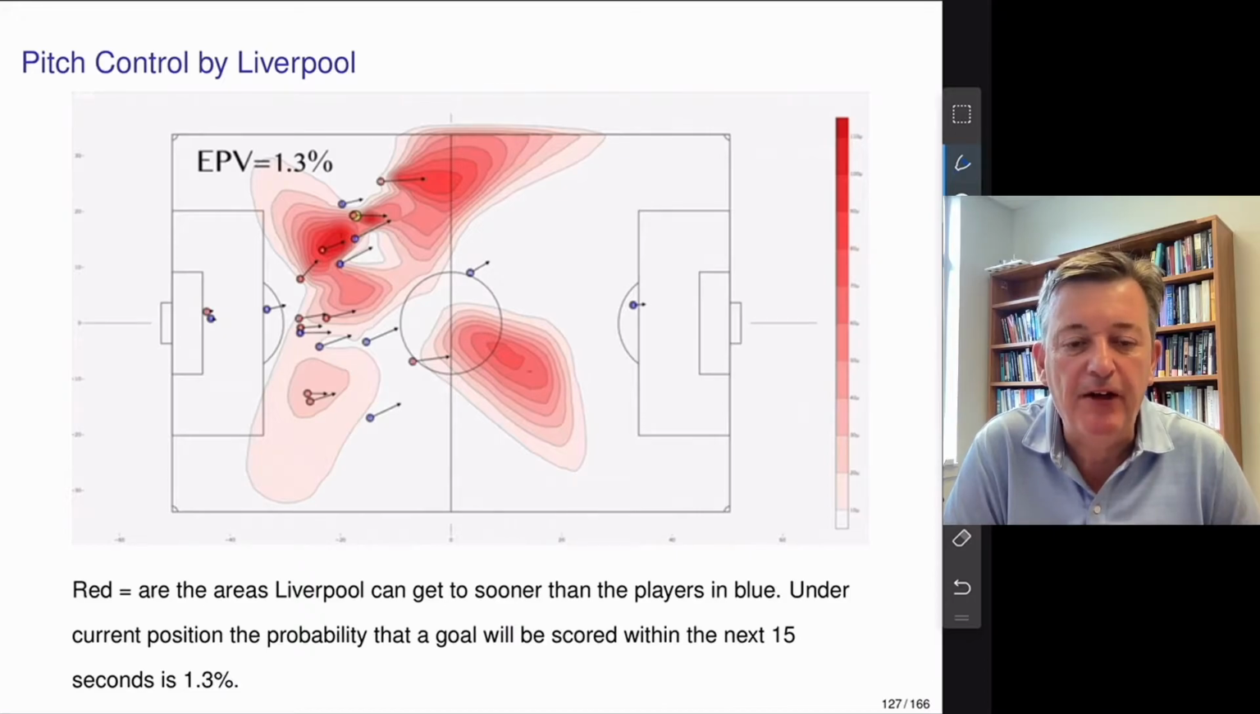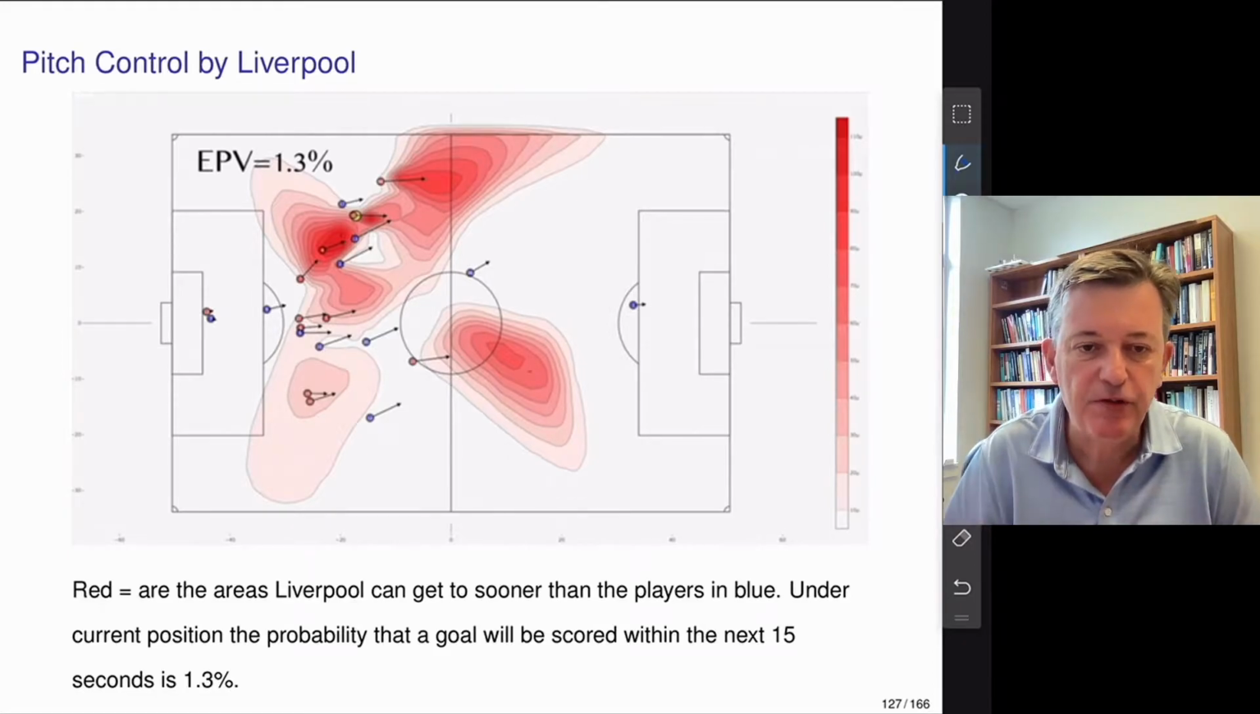So I found an interesting article talking about pitch control by Liverpool. There was a very famous goal scored. I think it was Liverpool against Huddersfield, and Liverpool scored in the first 15 seconds of the game, and they'd essentially mapped out exactly where they were going to pass the ball from the kickoff, where the weak spots were in the defenders, exactly who was going to run at who, and result in a goal scored in the first 15 seconds. So here's an article again.